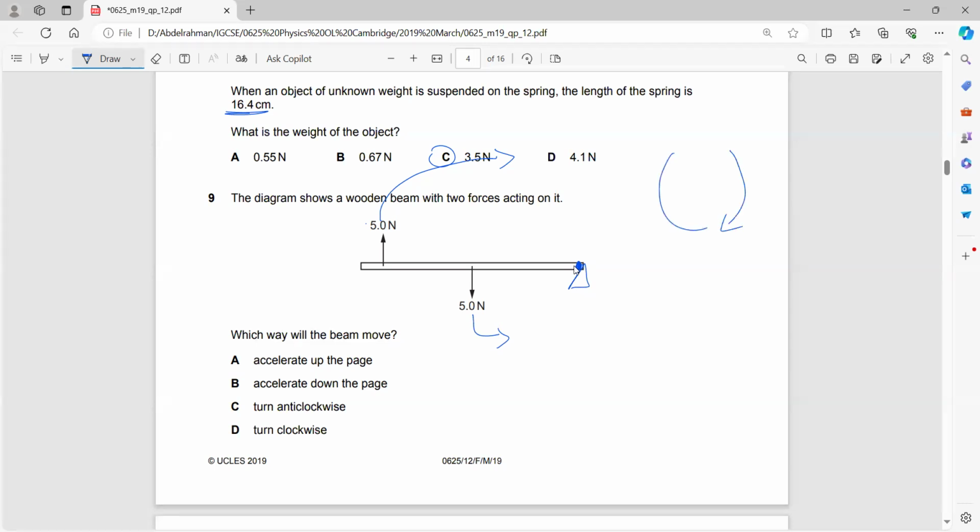We know that the clock turns this way, so this is a clockwise moment. Yes, so the 5 Newton force will apply a clockwise moment. So it will turn clockwise. But Mr., what if I didn't take the pivot at this point?